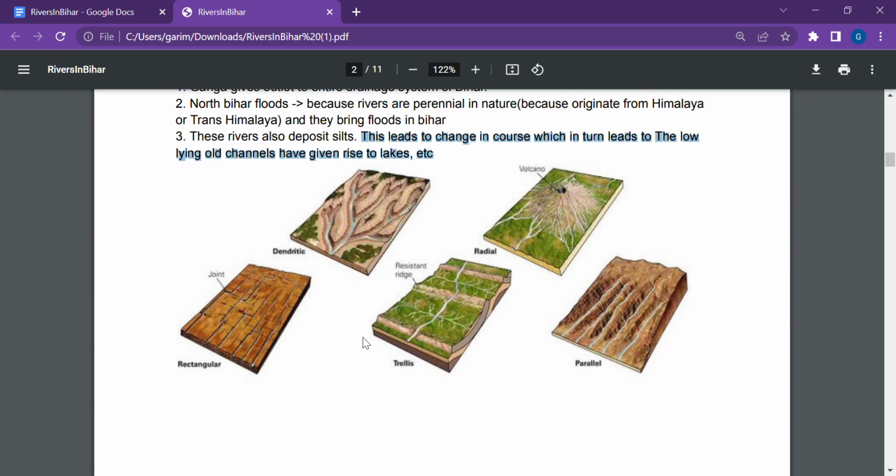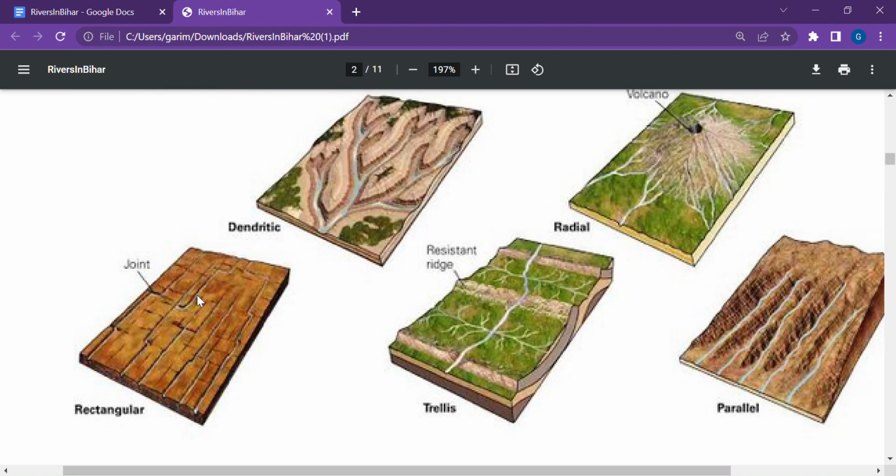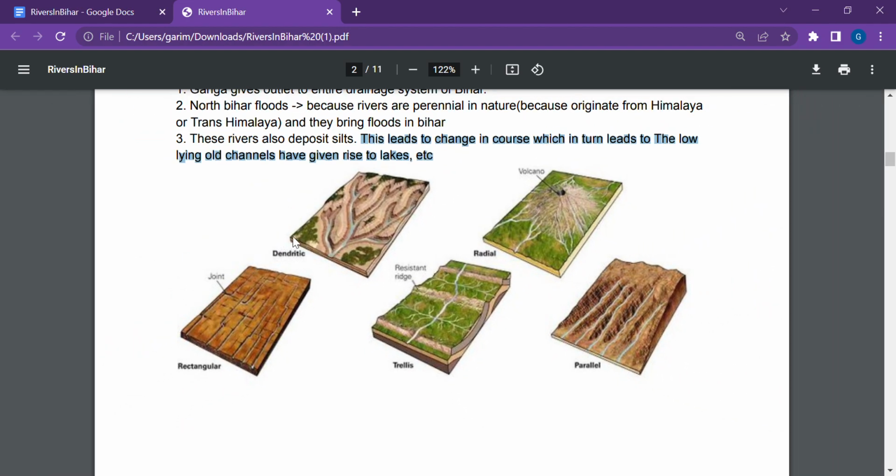Now, if we see how distributaries meet the main river, there are a few patterns which we need to know. The first one is the rectangular pattern, in which the distributary meets the main river at almost 90 degrees and forms a rectangular shape, like we can see in this photo. Next one is the dendritic pattern, in which the main river meets its distributary and forms a shape which resembles the roots of a tree.